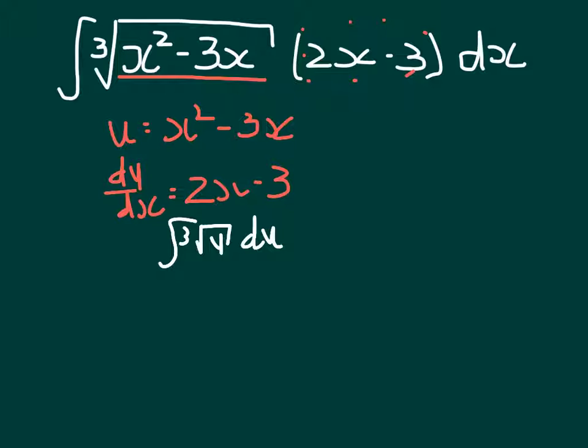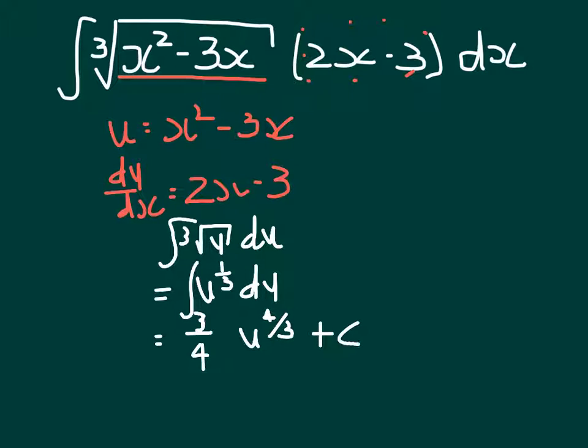So we're not very comfortable with working with cubic roots, so we can rewrite that as the integral of u to the power a third du. So if we integrate that, we add 1, remember? So that's going to give you 4 over 3, and your fraction is going to be 3 over 4, plus c. And we're going to remember what we called u: it is x squared minus 3x.